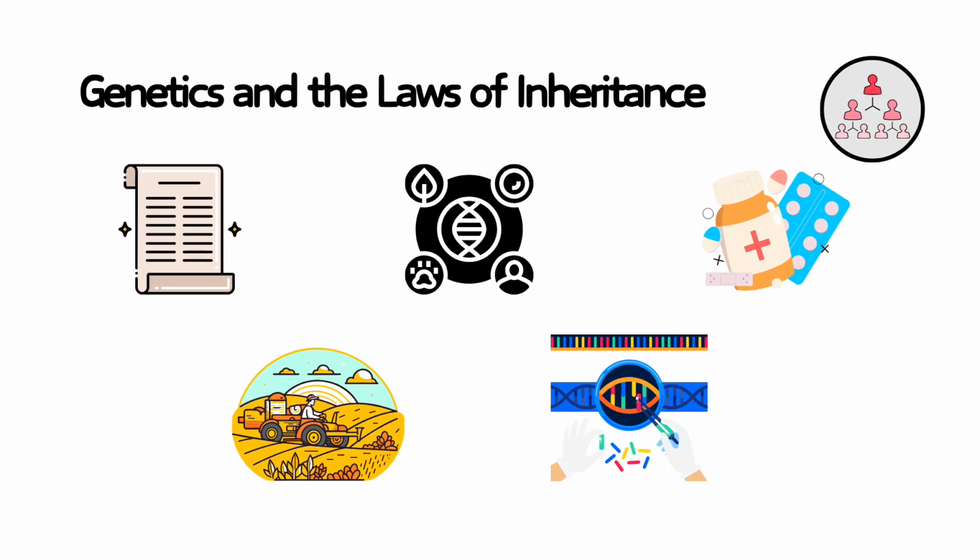The law of independent assortment states that alleles of different traits are passed to offspring independently of each other. These principles form the basis for understanding genetic diversity and the prediction of genetic outcomes, which are crucial in fields ranging from medicine to agriculture.